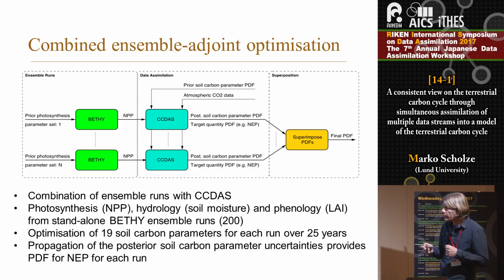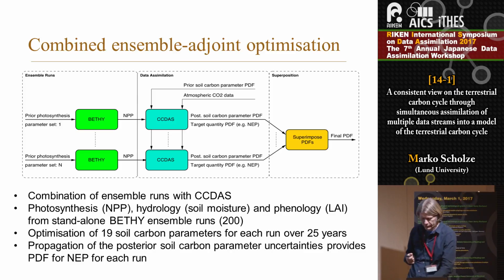Then use output of these ensemble runs for the assimilation system, which is now focusing only on the carbon balance part, which is the one which converged. And then superimpose the PDFs, which are coming out of the assimilation system, to one PDF at the end. So since it's now a slightly simplified problem, we only have 19 parameters to optimize here, and the rest of the parameters are taken care of in the ensemble generation.